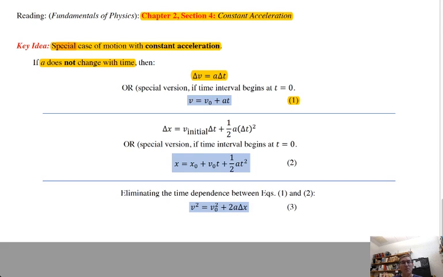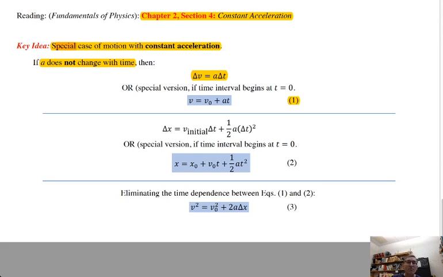You want to know where that one comes from? Well, I really basically told you where that one comes from. But if you want to read more about the derivation of it, Chapter 2, Section 4 in your book. The next one is a little bit harder to derive, but your book does it. And I'm just going to tell you the result. Again, only valid if the particle is moving with constant acceleration.